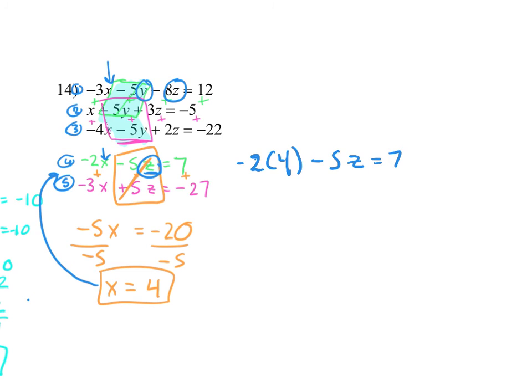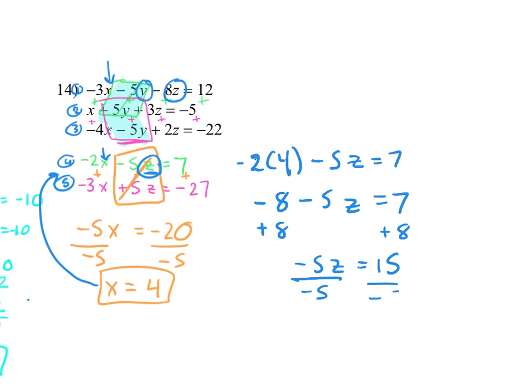What do we need to do first to solve? Multiply negative 2 and 4. Perfect. Negative 2 times 4 would be negative 8, minus 5z is equal to 7. What's next? Add 8. Negative 5z is equal to 15. What's next? Divide by negative 5. So what do we get for z? Negative 3. Close.